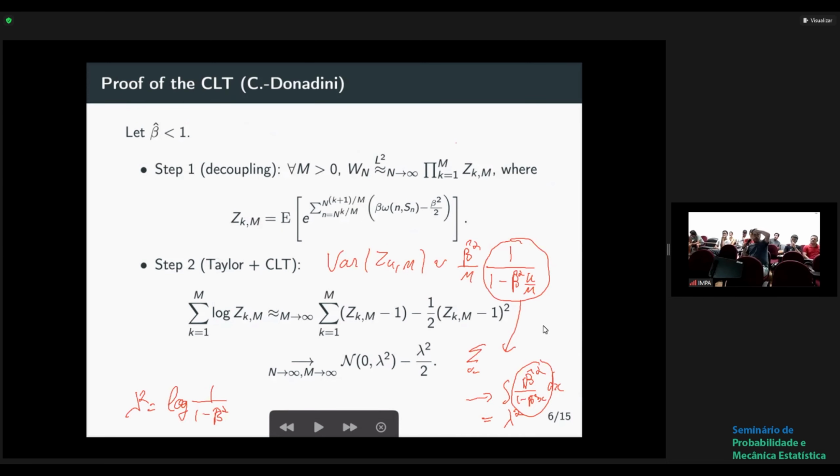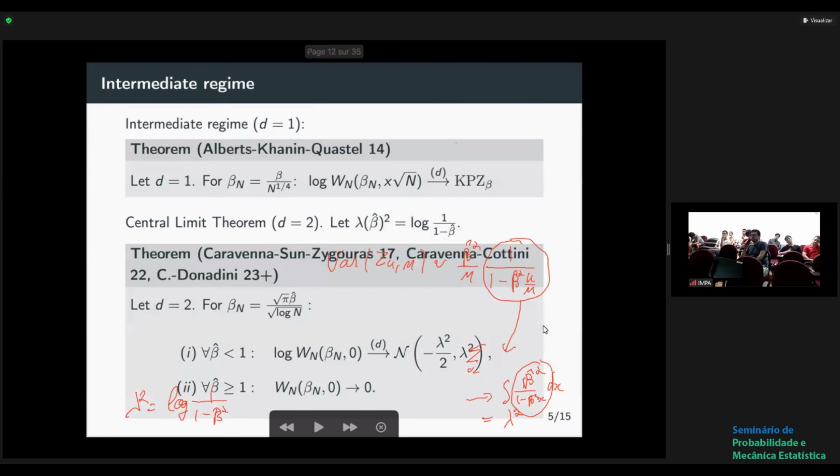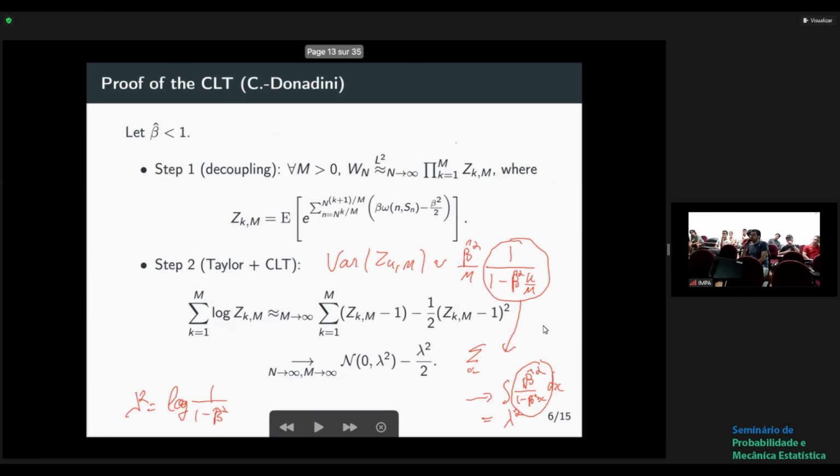I remember in Francesco and Nico's paper, they have this chaos decomposition, right? Just at the heuristic level, do these ZKM random variables play the same role as this decomposition in chaos, where each chaos goes to some Gaussian random variable, and the sum of the variances is the variance of the final object? Or is it a completely different decomposition?